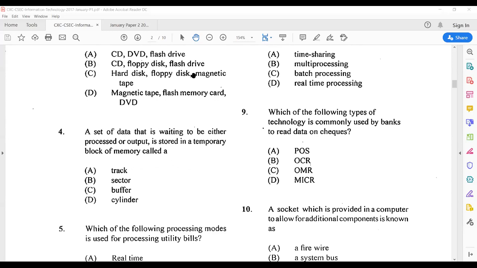All right, question four. A set of data that is waiting to be either processed or output is stored in a temporary block of memory called a B, sir. Acceptor. Right. Does everybody agree with that? Yes. So that's the answer, right? Acceptor. Okay.